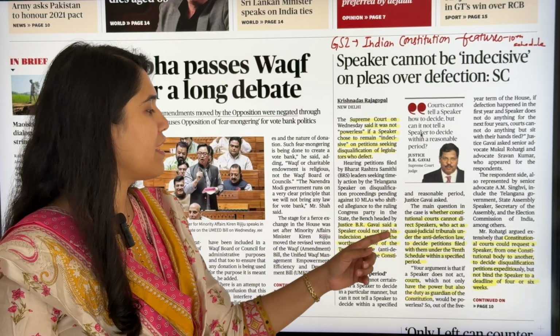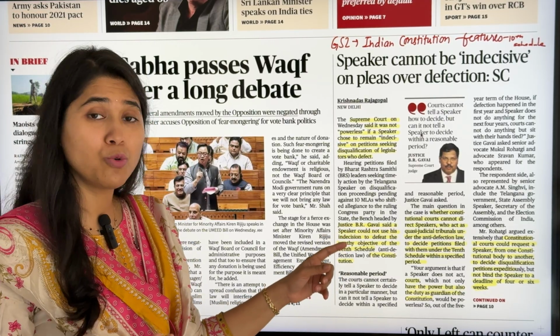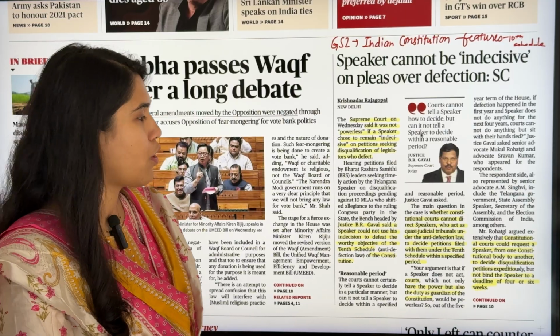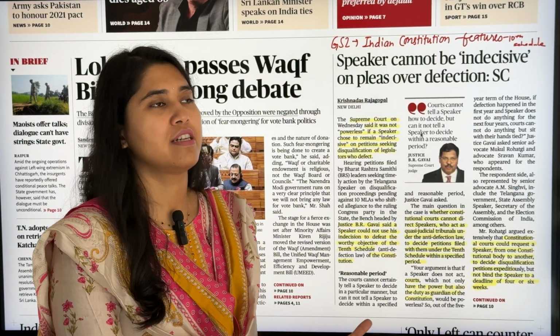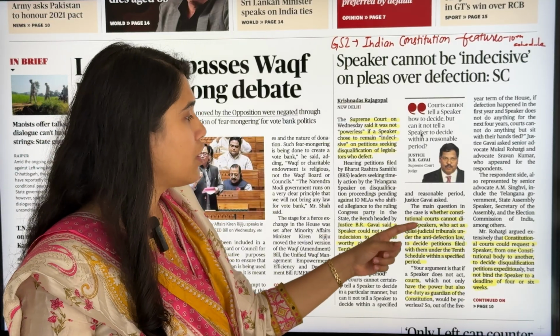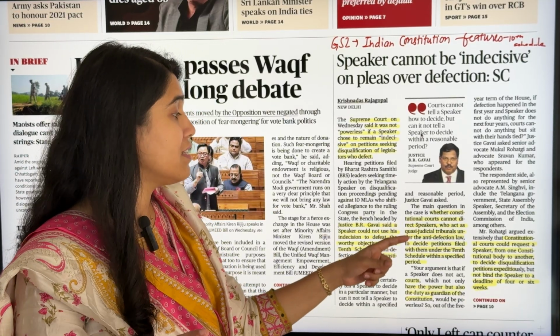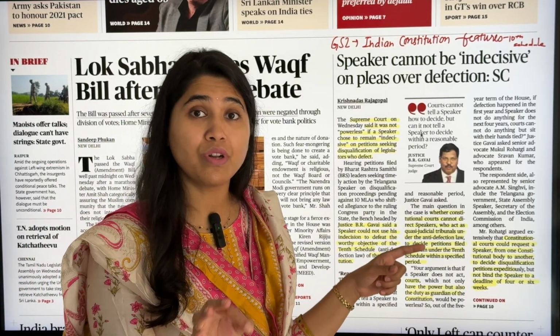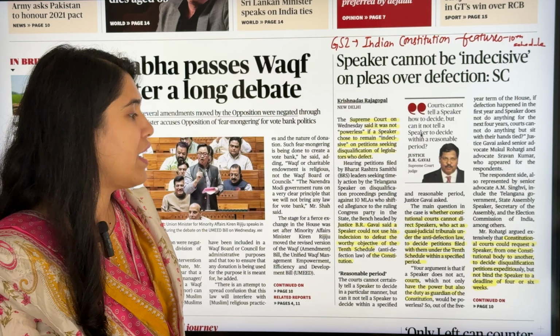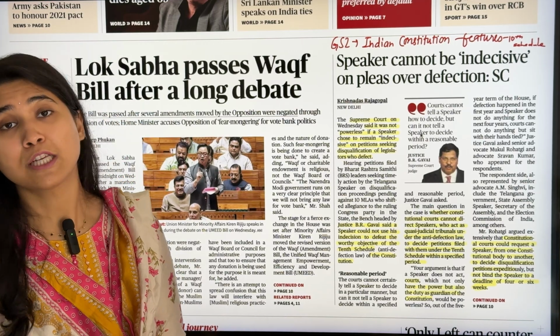Justice B.R. Gavai said a speaker could not use his indecision to defeat the worthy objective of the 10th schedule of the Constitution. For example, if a decision has to be taken, they cannot just not take the decision for the entire 5 years of their period for which they are speaker, right? So the question is whether constitutional courts can direct speakers, who act as quasi-judicial tribunals under the anti-defection law, to decide petitions filed with them under the 10th schedule within a specified period.